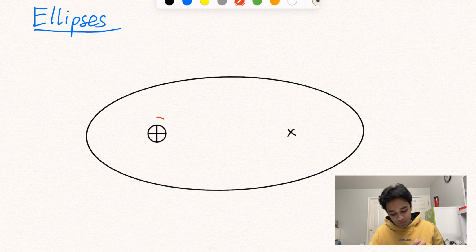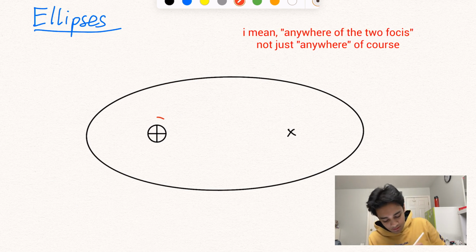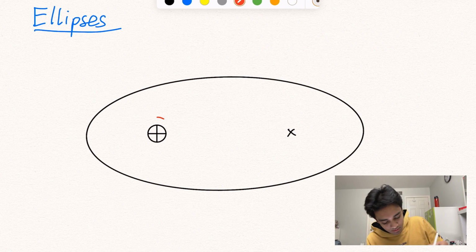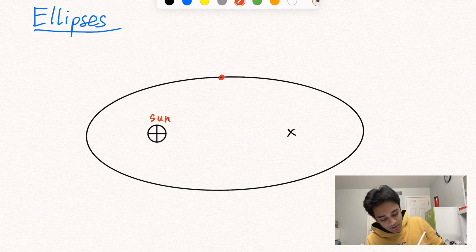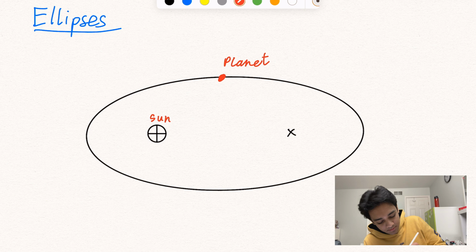Now, you can see that there's 2 centers here, but if an object is, let's say, orbiting around the sun, where would the sun go? So the sun could just be put anywhere. Let's say this is the sun right here. Let's call that the sun. And this would just stay blank. So the sun would always be placed at one of the 2 foci. It doesn't matter which one. And then we could have an object that's just orbiting around. This could be any planet.